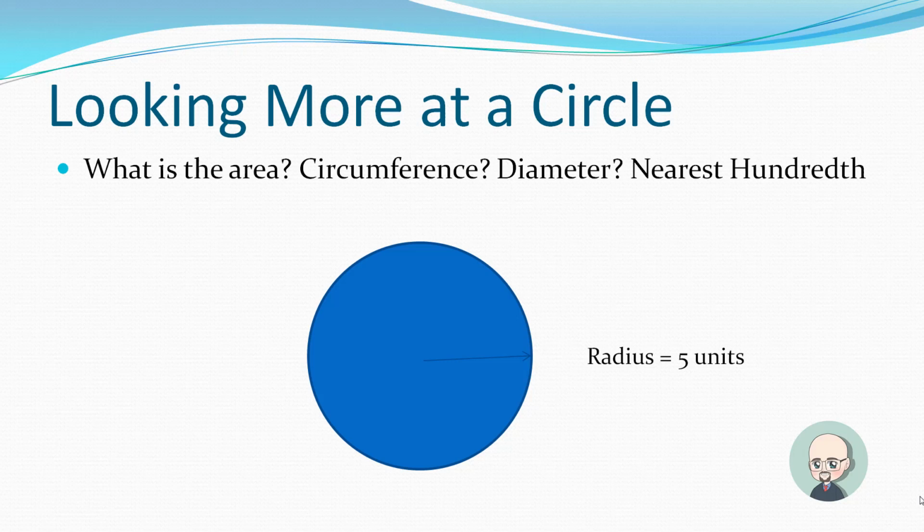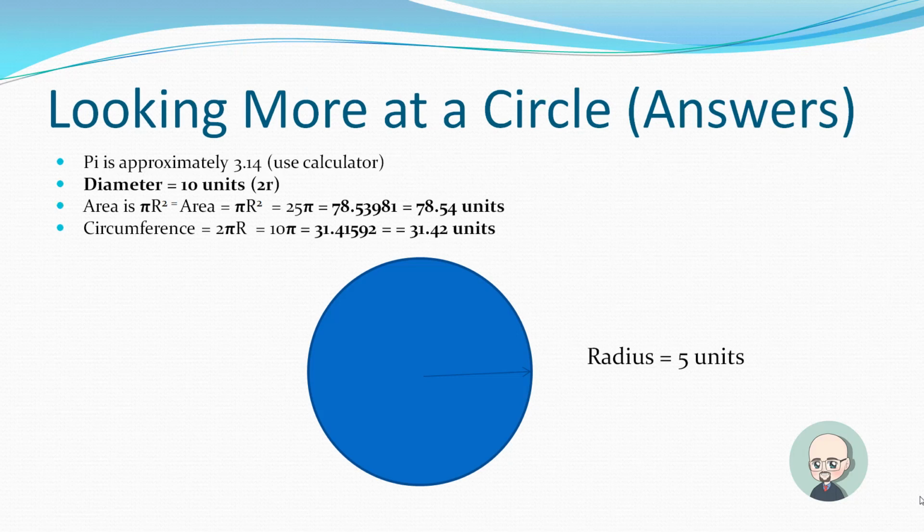Okay, we're back. All right, now pi is approximately 3.14. Like I said, use a calculator. The diameter, which is 2 times the radius, 5, is 10 units. The area is pi r squared. Okay, so that's equal to, well, what's the radius? 5. 5 squared is 25. 25 times pi, and you use your calculator, it comes out to 78.53981, 78.54 units when we round.